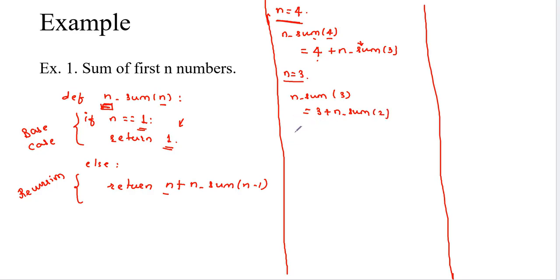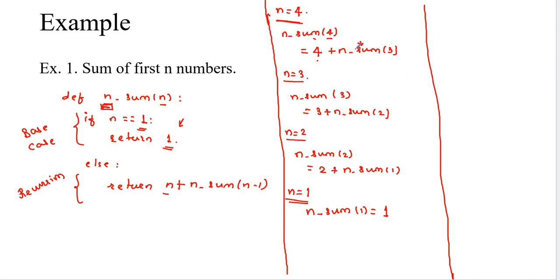Now when you go to n equal to 2, nSum of 2 is equal to 2 plus nSum of 1. You can see in these three cases: first case I got 4 plus nSum of 3, second case 3 plus nSum of 2, and third case 2 plus nSum of 1. In all these three cases I am not getting any answer. But now when we reach n equal to 1, our base case is true. So I am getting nSum of 1 which is equal to 1.